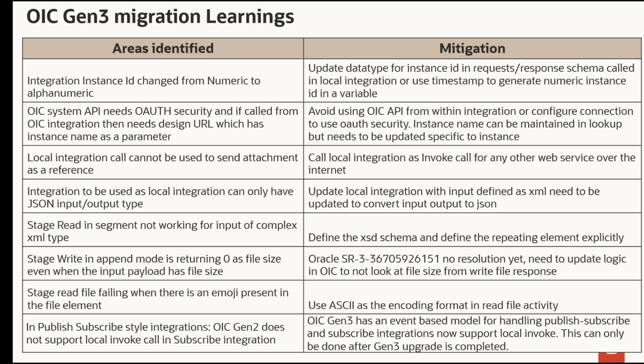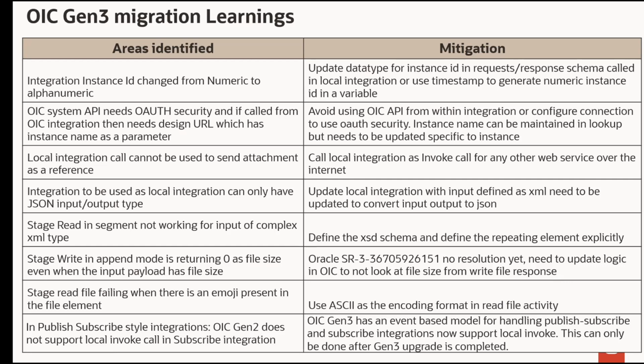OIC system APIs need OAuth security, and if called from OIC integration, then the design URL has to change, right? So the way you can mitigate it, you configure the OIC URL, right, and make sure that it is maintained as a lookup in your OIC lookup table. Local integrations cannot be used to send attachments, right? Earlier it used to send attachments as local integration. Now the workaround is that you invoke them as an external web service.